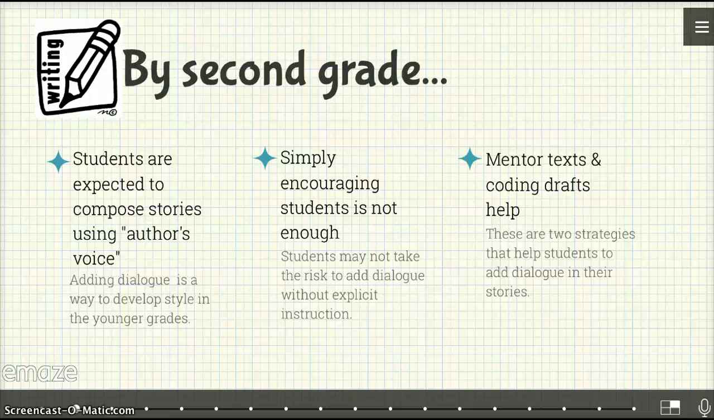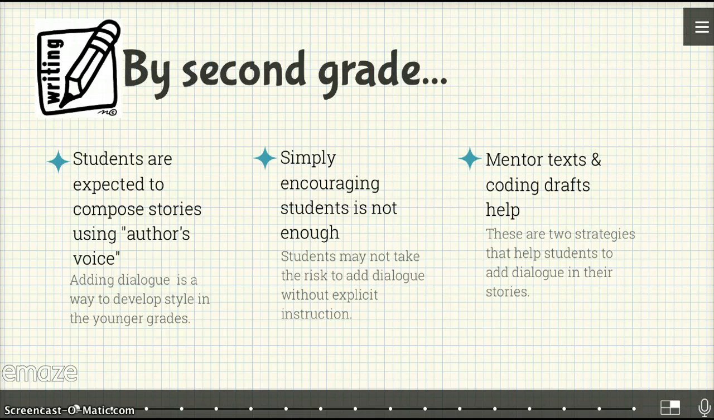Now, simply encouraging students to use dialogue is not enough because writing dialogue is very challenging. And to take that risk without really knowing how to do it or without having a clear understanding of what dialogue is could be really hard for students. And so what we need to do is plan and execute mini lessons that really can help prepare our students to use dialogue in meaningful ways.